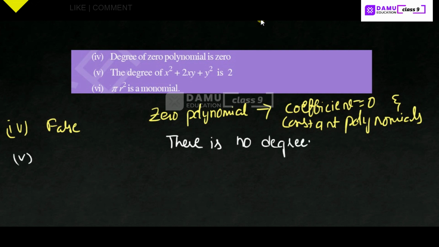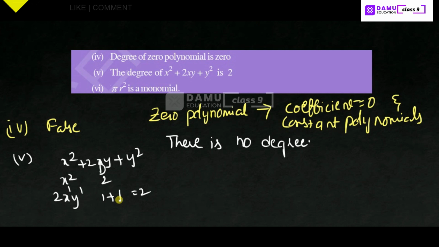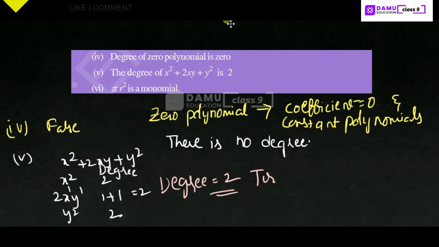Next, our fifth one: the degree of x square plus 2xy plus y square is equal to 2. For the monomial x square, the degree is 2. For 2xy, 1 plus 1 equals 2. Then for y square, the degree is 2. So all the degrees are equal, and the highest degree is 2. Yes, it is true.